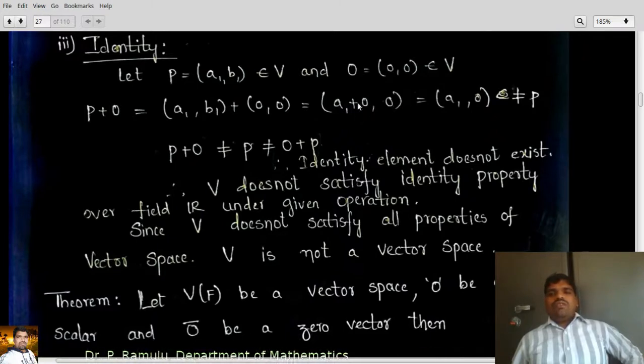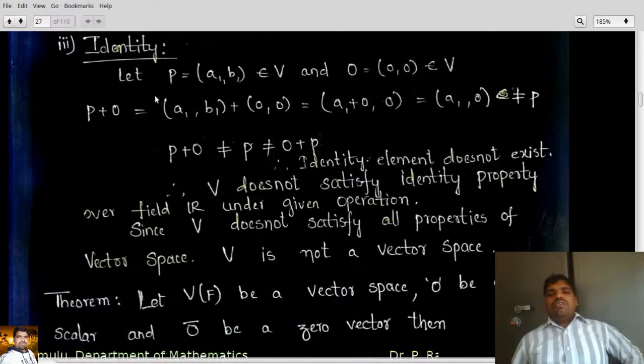A1 plus 0 equals A1, but that does not equal P. Why? Because P plus O must be equal to P only. If I take P equal to (A1, B1) and O equal to (0, 0), adding these two elements we get (A1, 0 plus 0), that is A1. I want to get P, but it is not equal to P. Therefore, P plus O is not equal to P. The identity element does not exist in this set.